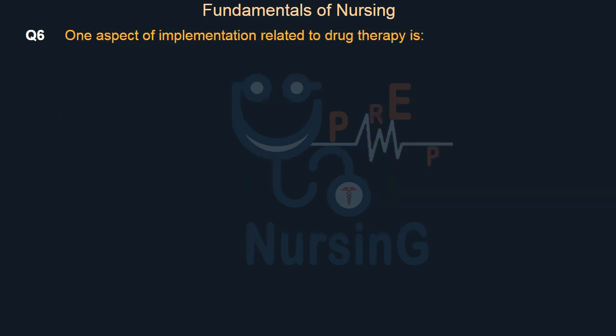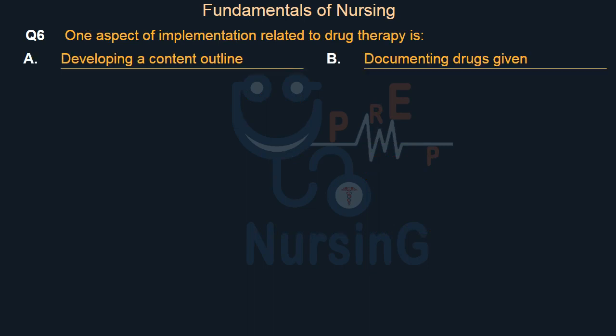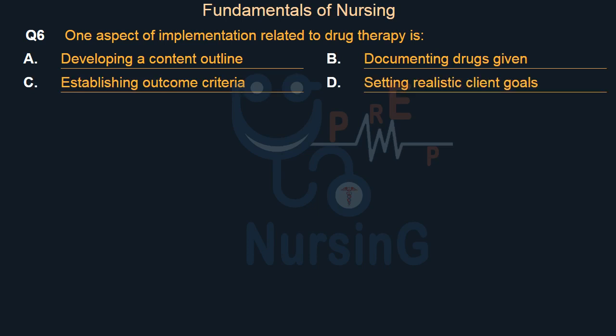One aspect of implementation related to drug therapy is Option A. Developing a content outline. Option B. Documenting drugs given. Option C. Establishing outcome criteria. Option D. Setting realistic client goals. Right answer is Option B.